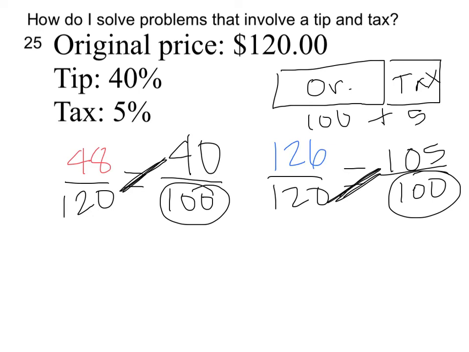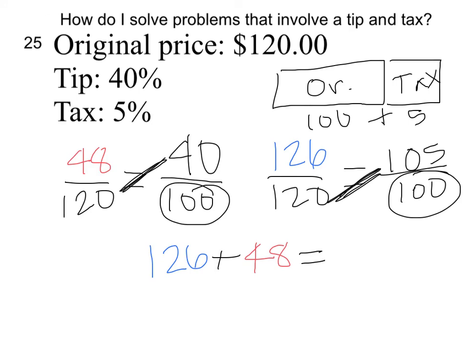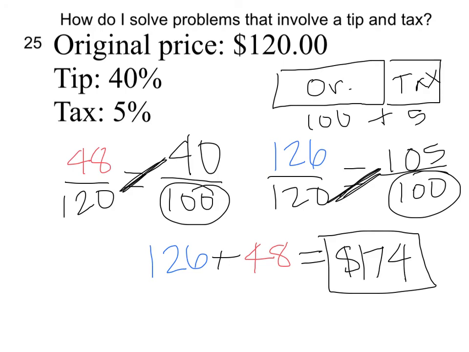Now I'm not done. I have to put these 2 numbers together. I'm going to take the amount that I got after tax, which is 126. I'm going to add onto it the amount that I am going to give as a tip, which is 48, and then that will be my final answer. So when all is said and done, what I'm actually going to end up paying here is $174. That includes my tip and my tax.